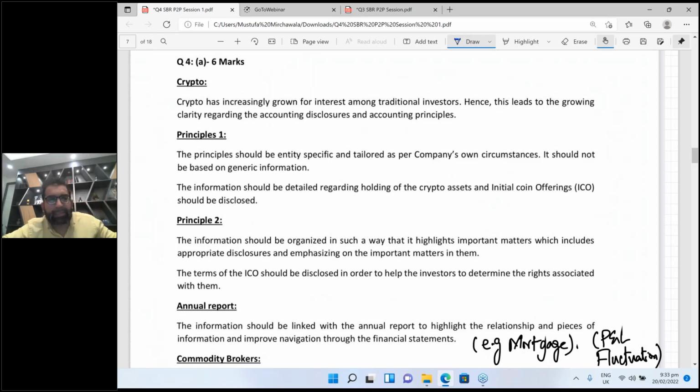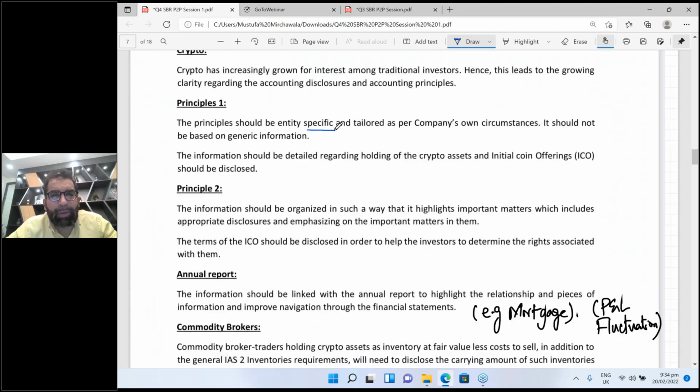Okay, see this, the third: crypto has increasingly grown, we know that. So your shareholders and investors are interested. Principle number one, make it entity specific. Don't make it all general information because normally people know the general information. Now write about your crypto and ICO.